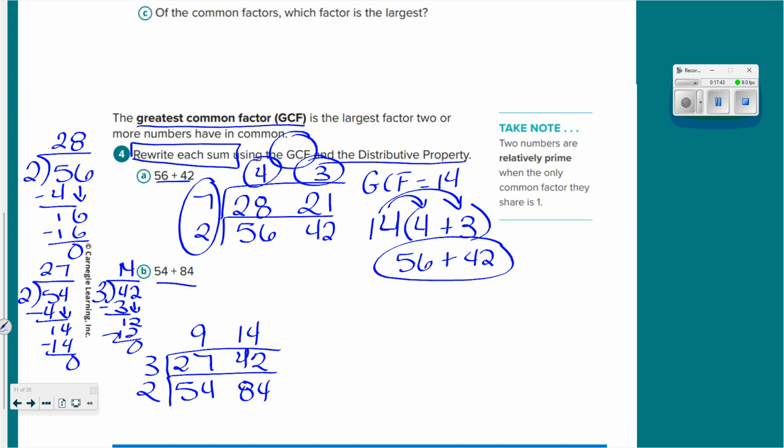What goes inside the parentheses? 9 and 14, the numbers on top. So if I multiply 6 times 9, what do I get? 54. And 6 times 14? 84. It gives us our original problem. Does that make sense?